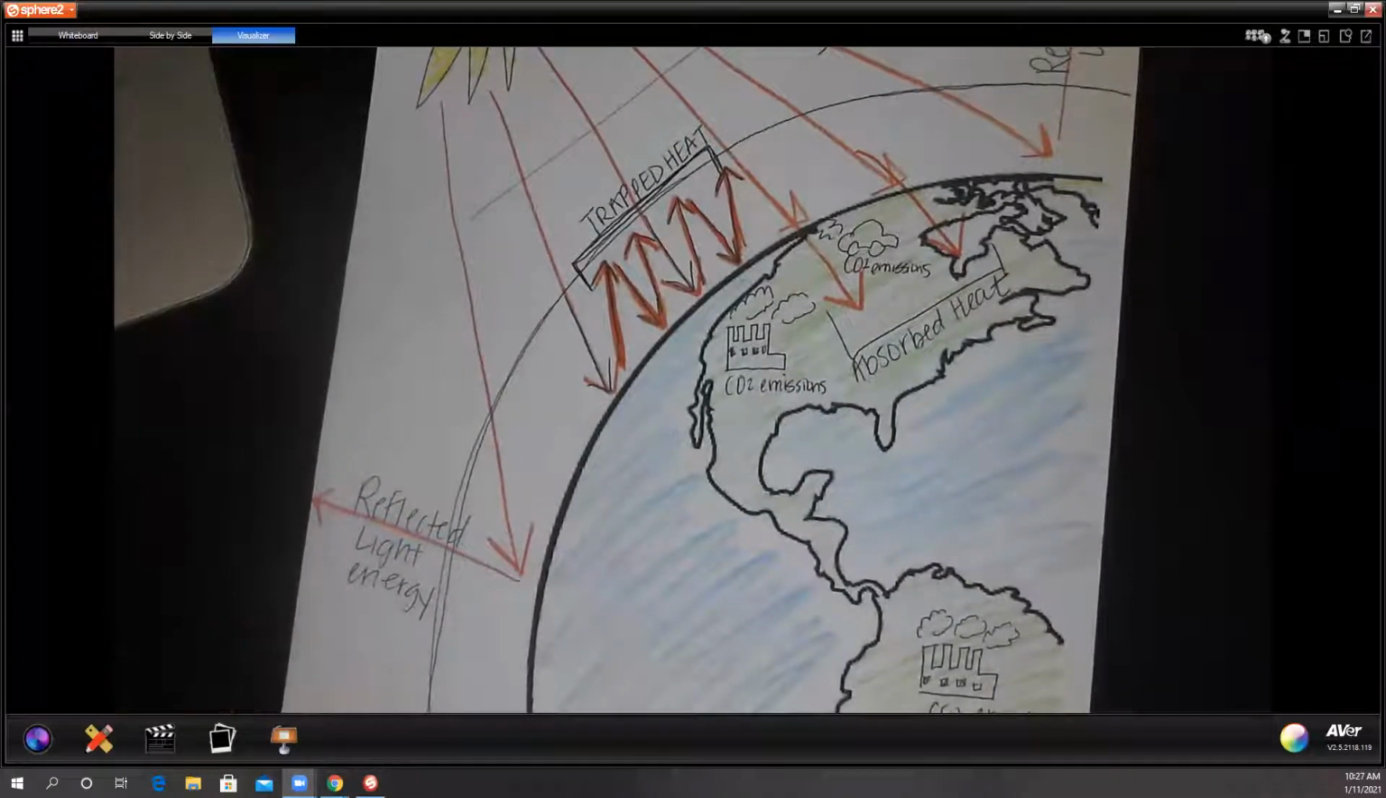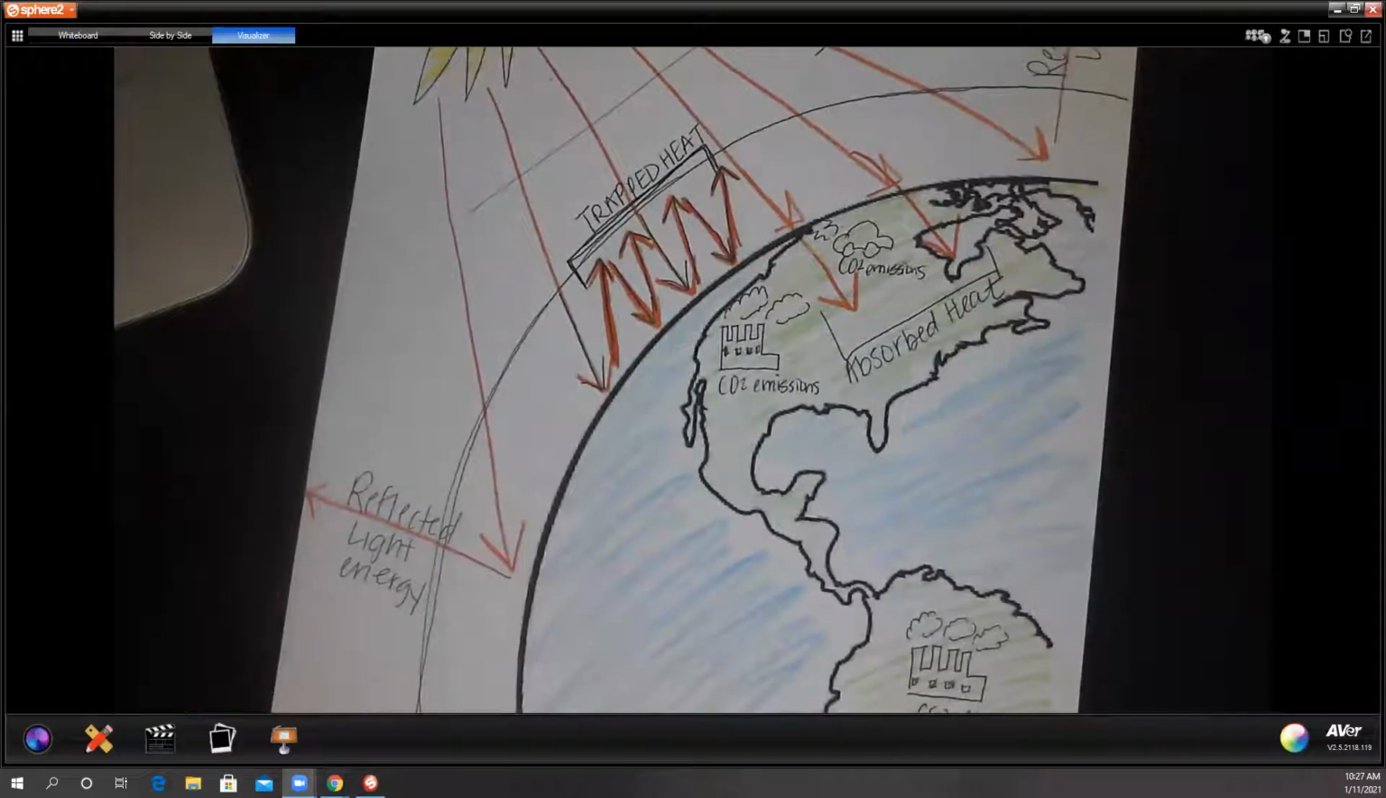We could draw cows on there if we wanted to, because of the cow farts. It's true. And that releases methane. We know water vapor is released in multiple ways, right? So some of these gases are absolutely natural, but some of them are man-made, which makes the Earth's surface even hotter.